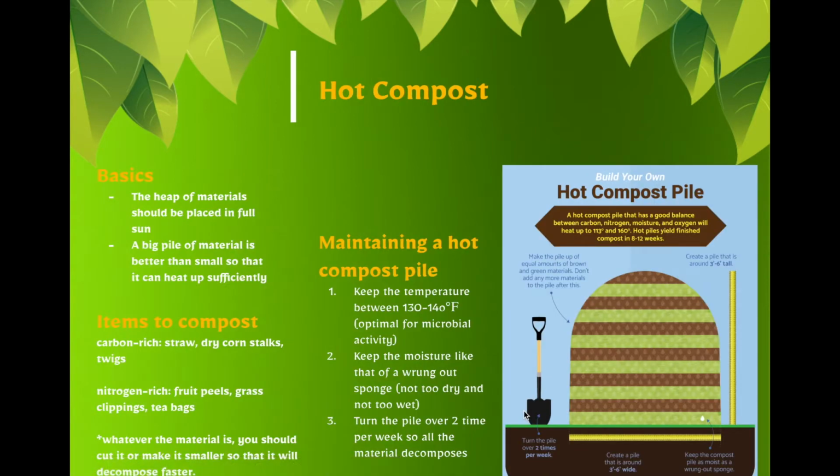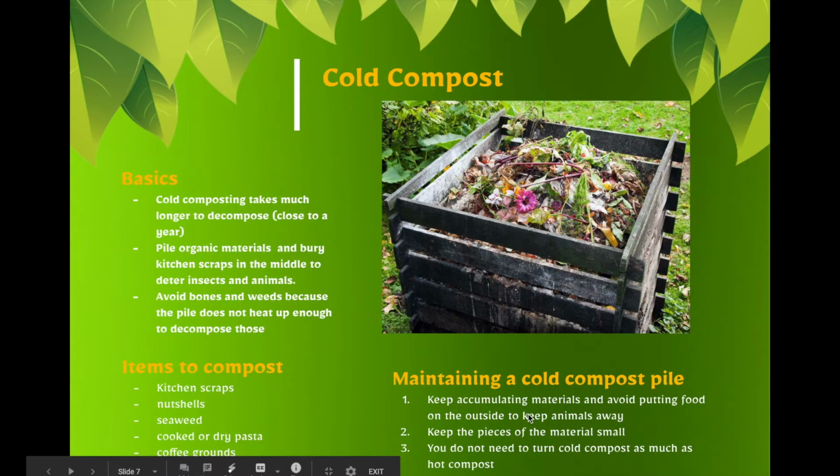The first type of composting we're going to discuss is hot composting. If you want to build a hot compost bin, there are multiple things to consider. 1. You should have a big pile of material around 3 to 6 feet wide and place that in full sunlight in order for the compost to remain hot. You should keep the pile between 130 to 140 degrees Fahrenheit. And finally, you should stick to small materials such as grass clippings, leaves, and twigs in order to keep the pile moist.